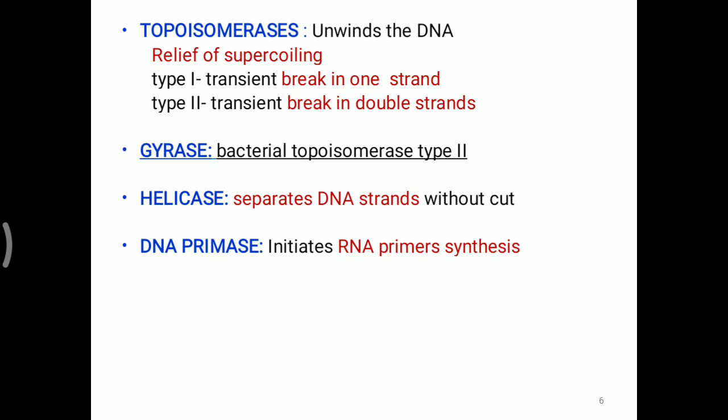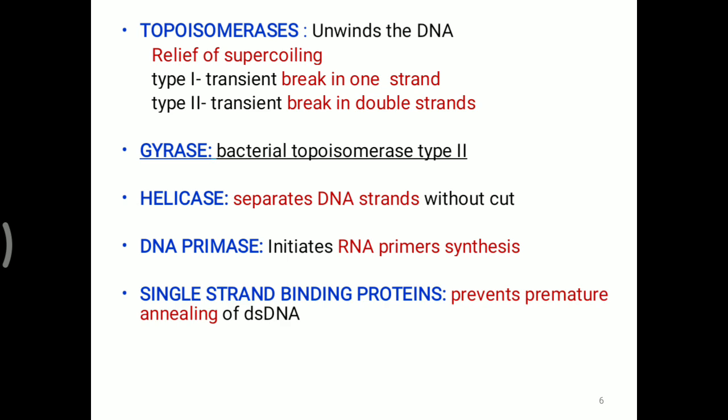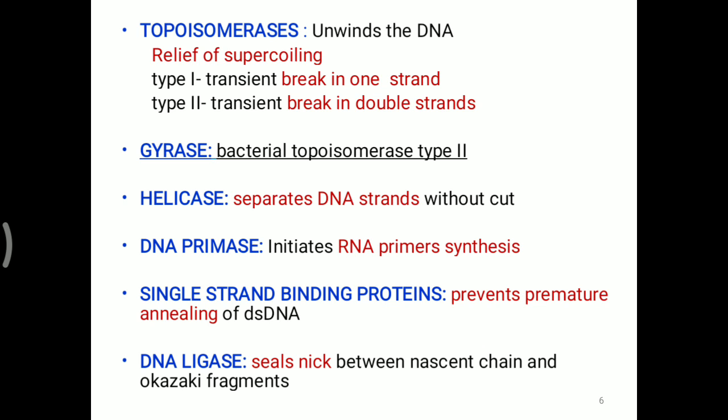DNA primase initiates RNA primer synthesis. So first primase is needed, which will start the RNA primer formation. Once the primer forms, both strands are separated, but they can collapse. The DNA strands should not collapse, and that is taken care of by SSB, the single strand binding protein, which prevents premature annealing of the double stranded DNA molecule. Now DNA ligase is the enzyme which seals the nick between the nascent chain and the Okazaki fragment. So these are the important enzymes needed for DNA replication.